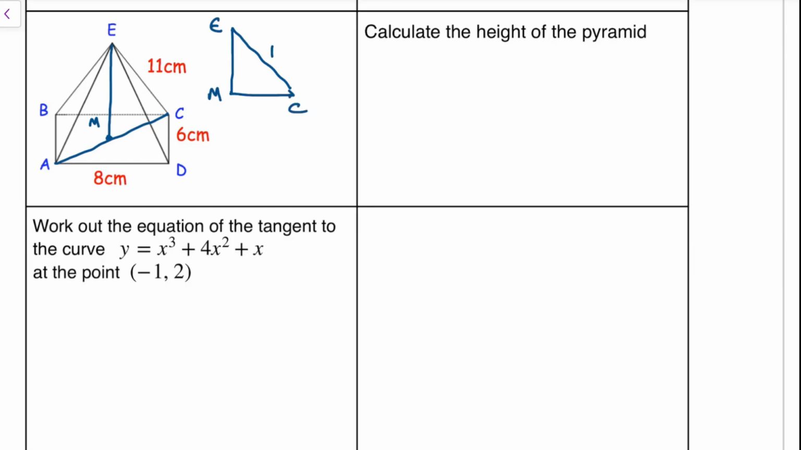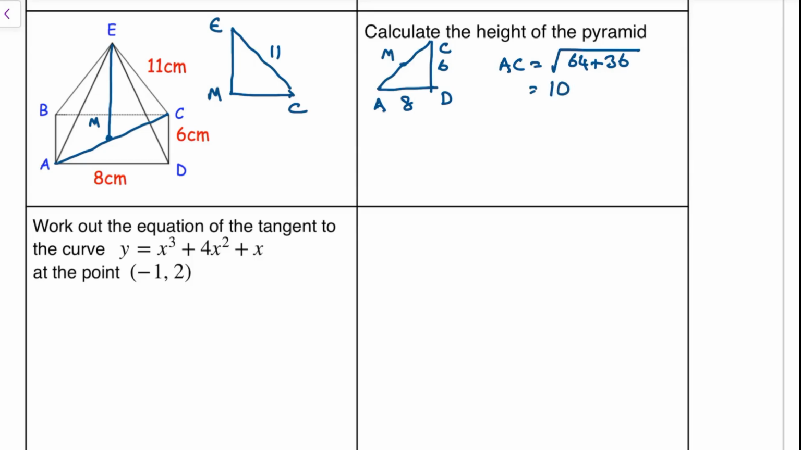Well, if you think about it, the only number I have is the number 11. So I need something. I either need E to M or M to C. Well, E to M is what I'm trying to find out. So I must be trying to find out M to C. So the way I'm going to do that is look at the floor of the pyramid. And the floor of the pyramid goes from A to C to D, and it does that through the point M. And I know A to D is 8, and I know C to D is 6, which means that A to C is going to be the square root of 8 squared, 64, plus 6 squared, which is 36, which is 100. Square root of 100 is 10, which means A to C is 10.